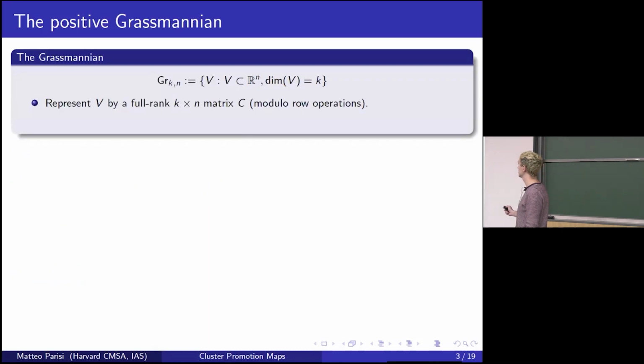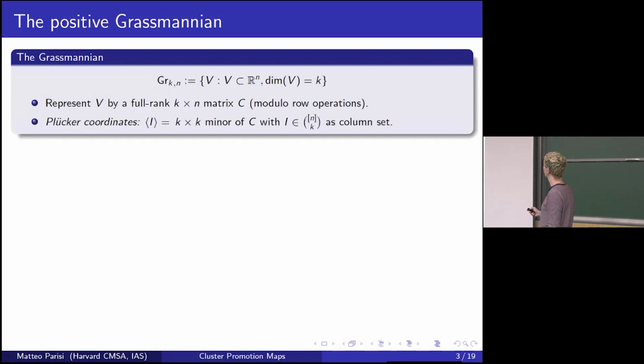Okay, so I will start with the Grassmannian, fixing the notation. The Grassmannian Gr(k,n) is the space of k-planes in n dimensions, and we can represent an element of the Grassmannian as a full rank k times n matrix C up to row operations. We want to consider special coordinates on the Grassmannian called Plücker coordinates, which are the collection of all the k times k minors of the matrix, where I is the column set that we use to compute the minor.